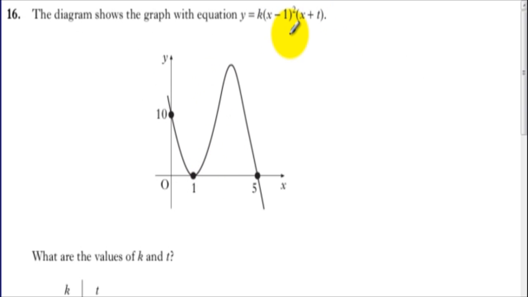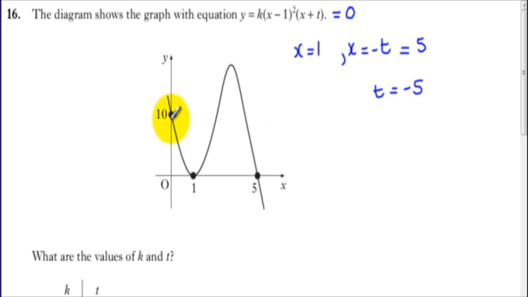To find out where this graph crosses the x-axis, we would make this equal to 0. This then gives us that x would equal 1 twice, and also x would equal negative t. Now looking at the graph, we see the value of 1 twice, equal roots, and the other value is 5. So x is equal to negative t, which is equal to 5, but this means that t is actually negative 5.